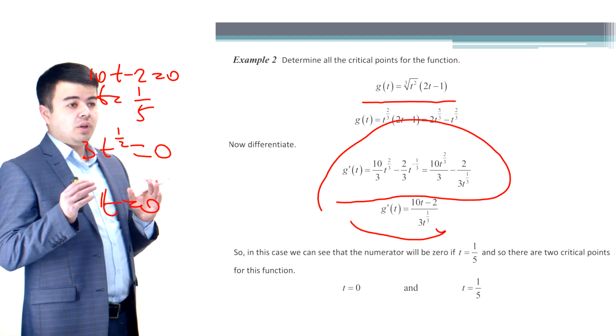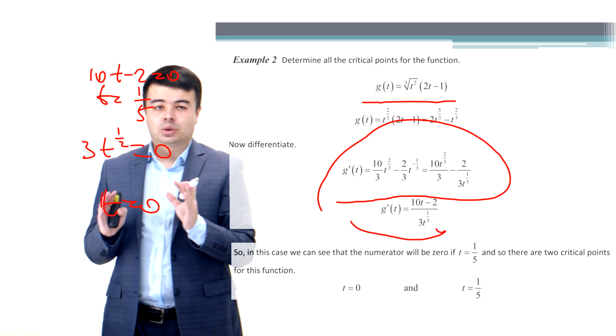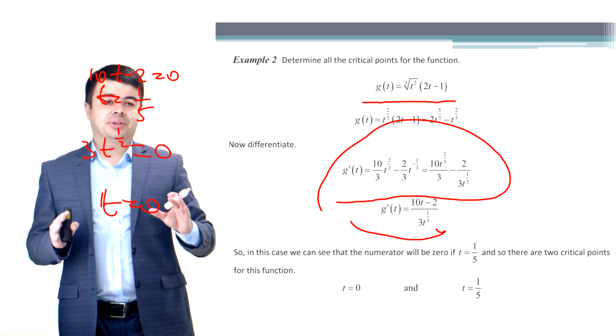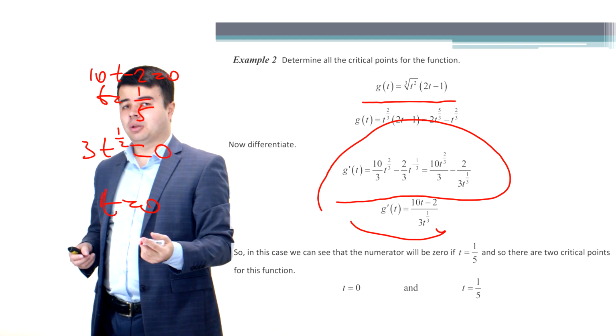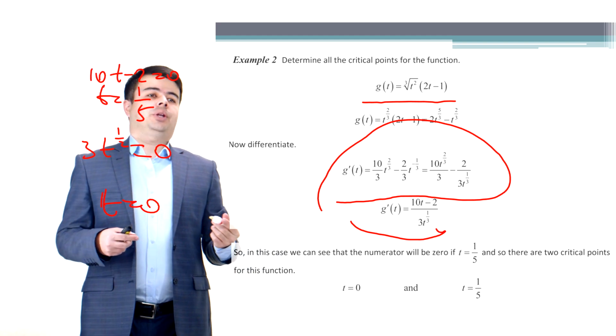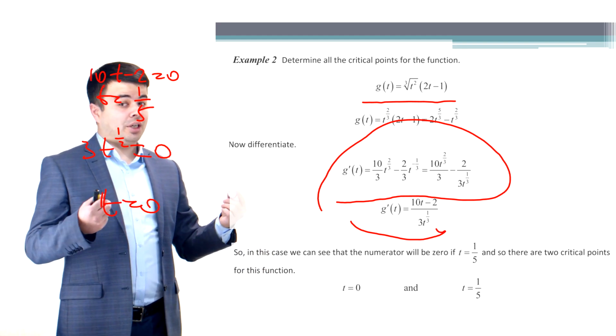So this is the way of finding all critical points of the function. And why do we need these critical points? We need these critical points to define maxima and minima, so extremum points.